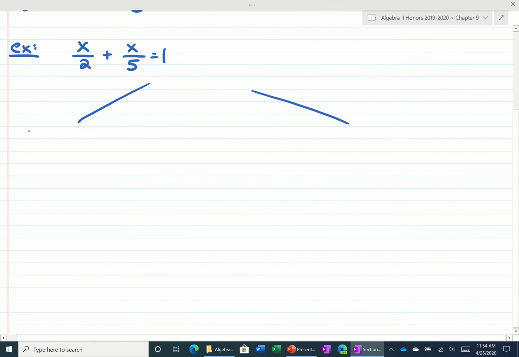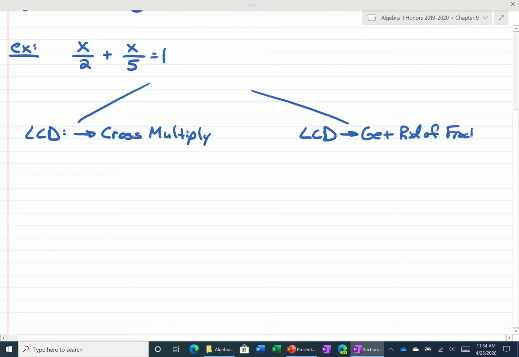Okay. One way is to get a common denominator and then cross multiply. The other way is to get a least common denominator and then get rid of fractions. And we're going to get rid of fractions by multiplying. So those are the 2 techniques. I'll show this first one both ways, but then going forward I'm just going to show this technique. I think that's the shortest and most accurate way to do it, but you're welcome to do both as long as we get the same answer.